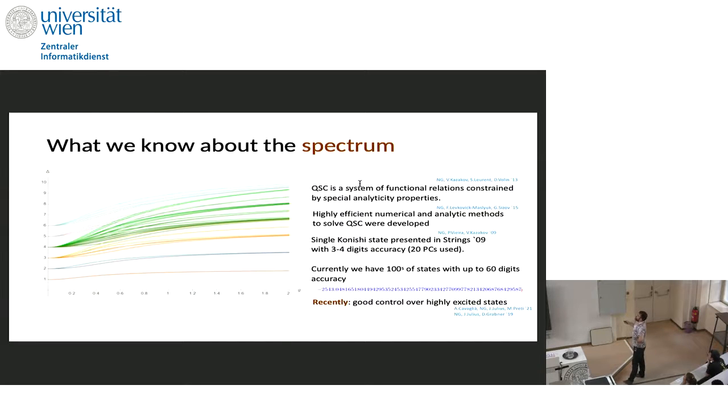And just to give some perspective, the first results on the spectrum were reported also on the strings in 2009, and we only had 3-4 digits, and we had to use 20-40 computers borrowed from the Mathematica summer school at the time. And now we currently have hundreds of states with up to 60 digits precision, so you can look at those numbers and think about the universe.